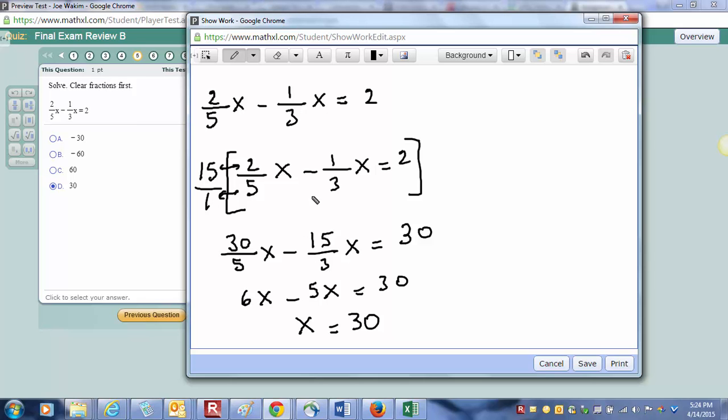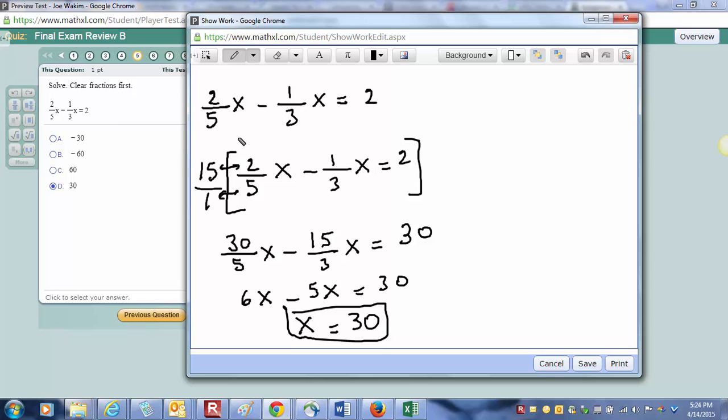Again, you multiply straight across. And 15 times 2 will give you 30. So now if you simplify 30 over 5, that's 6x. 15 over 3, that's 5x. And 6x minus 5x, that will bring you the x. And that's how you end up with the final answer, x equals 30.